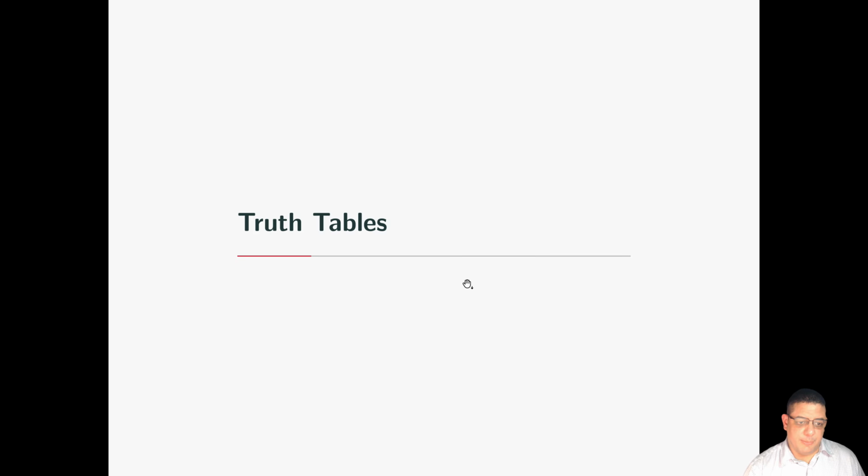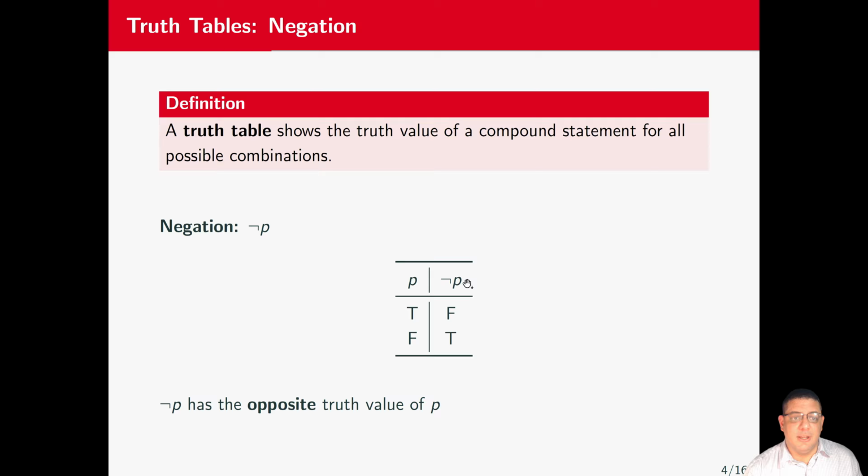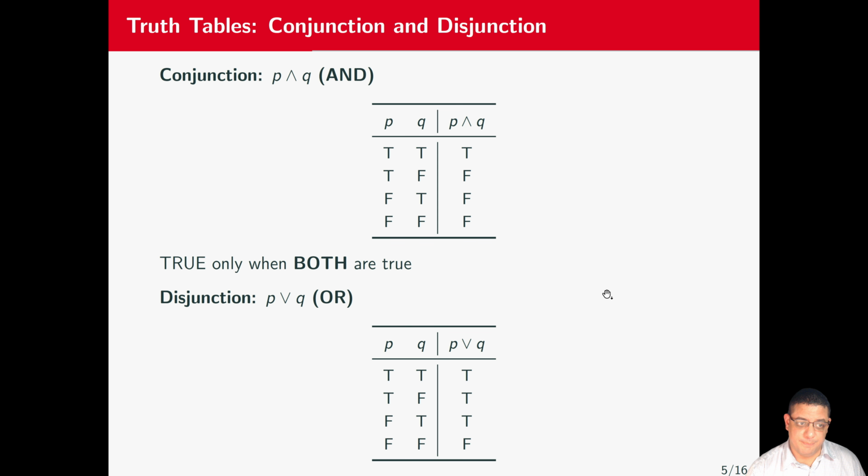Now let's move to truth tables. Truth tables are ways to show the true value of a compound statement for many possible combinations. For example, for the negation of P, we start with a proposition P. It turns out that proposition P can be true or can be false. So the negation, not P, is going to have the opposite truth values. If P is true, then not P is false. If P is false, then not P is true.